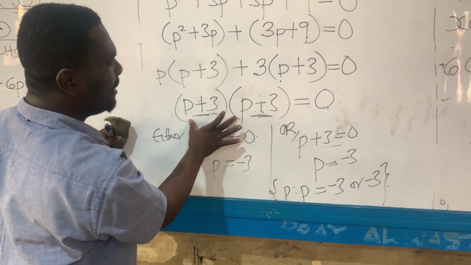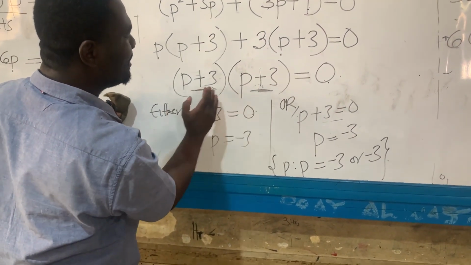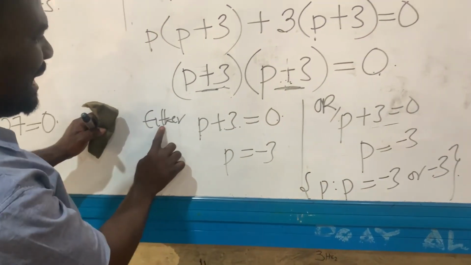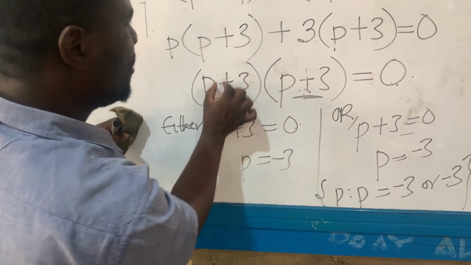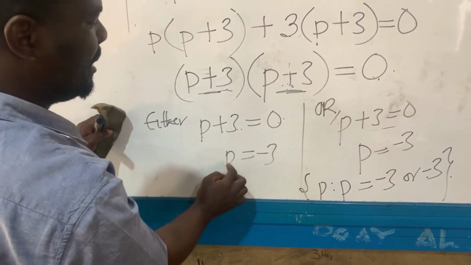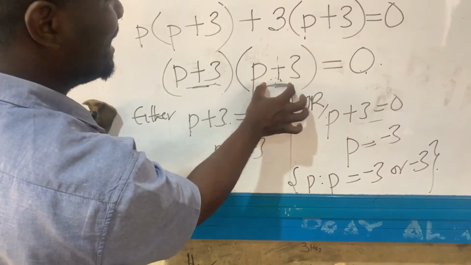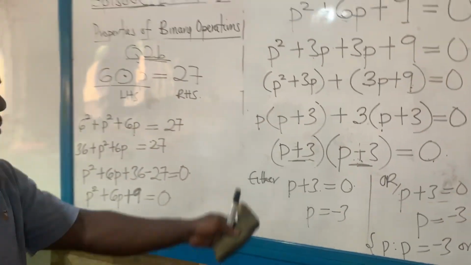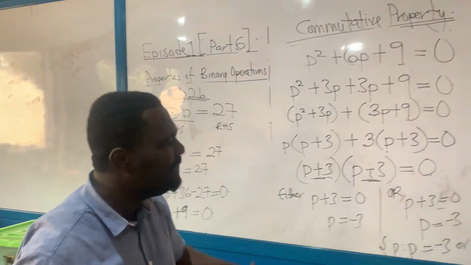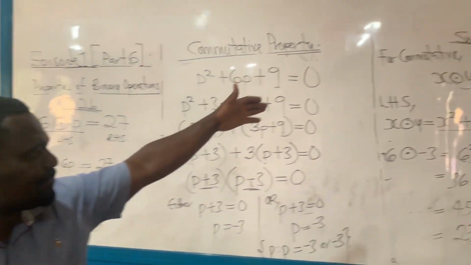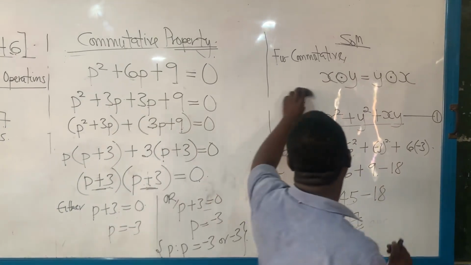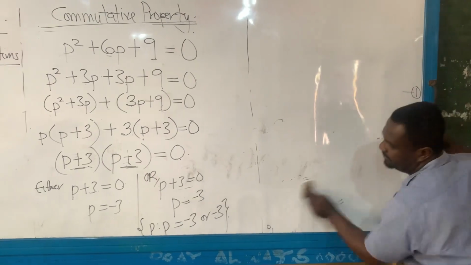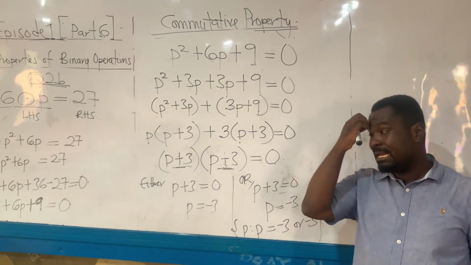So we've gotten two numbers. The product of two numbers equated to 0 is either the first number equal to 0, or the second number equated to 0. So this is how we get our P as negative 3. And we've proved that using this. So we are done. Now we had our P to be negative 3.